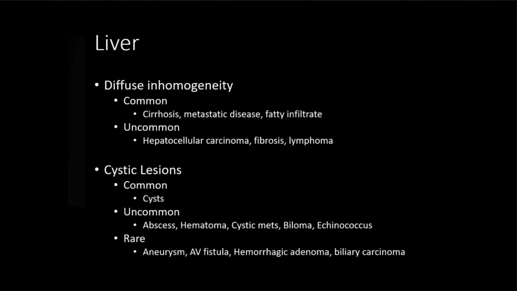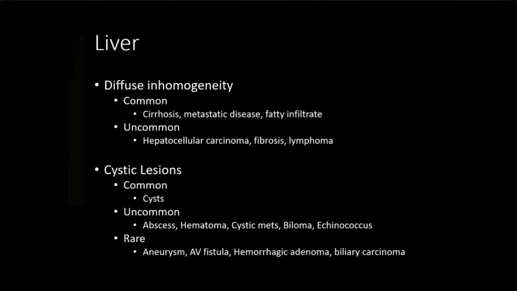So the liver, if there's diffuse inhomogeneity, it's probably diffuse fatty infiltrate on its way to cirrhosis, but it may also be metastatic disease. It can be carcinoma or fibrosis or lymphoma as well. So if you have somebody who's got one of the systemic fibrosis diseases, their liver can look like that as well. Cystic lesions, the common things, just benign cysts in the liver.